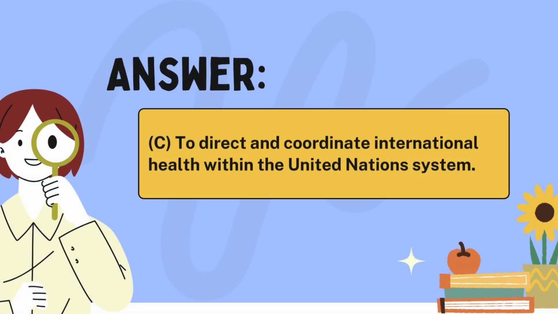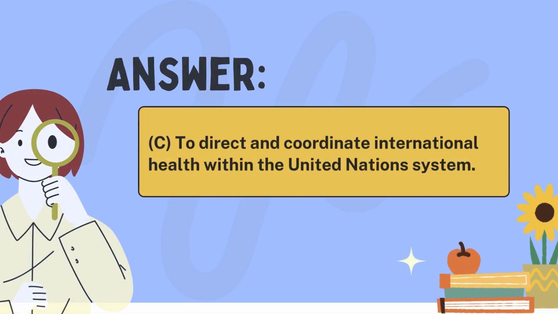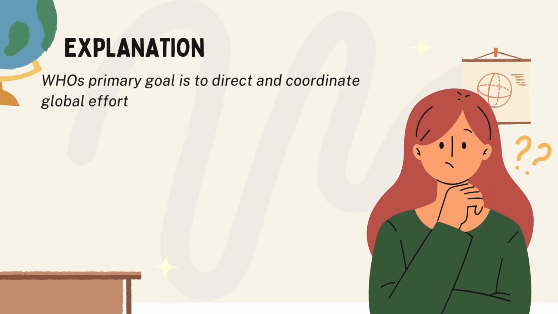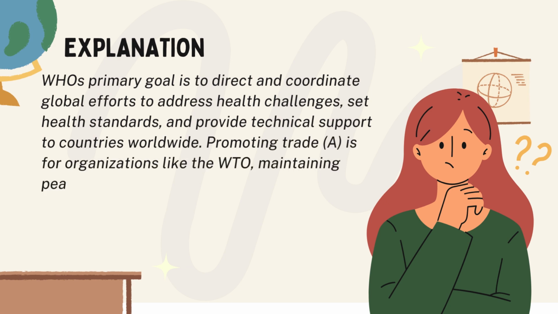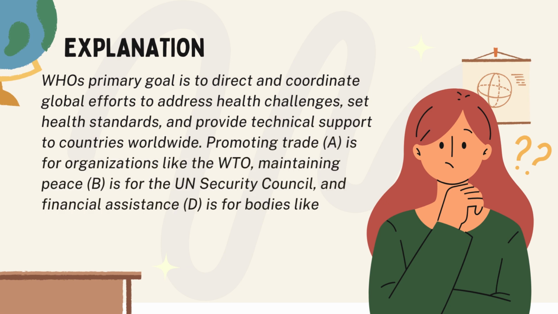Answer. C. To direct and coordinate international health within the United Nations system. The World Health Organization, WHO, is a specialized agency of the United Nations dedicated to international public health. Its primary goal is to direct and coordinate global efforts to address health challenges, set health standards, and provide technical support to countries worldwide. Promoting trade, A, is for organizations like the WTO, maintaining peace, B, is for the UN Security Council, and financial assistance, D, is for bodies like the World Bank or IMF.